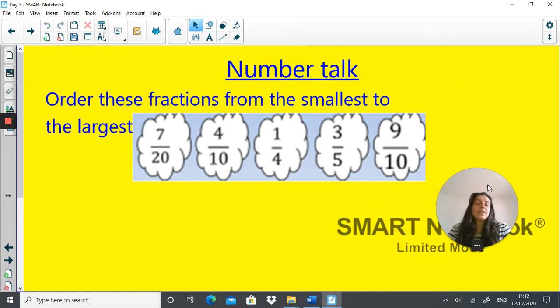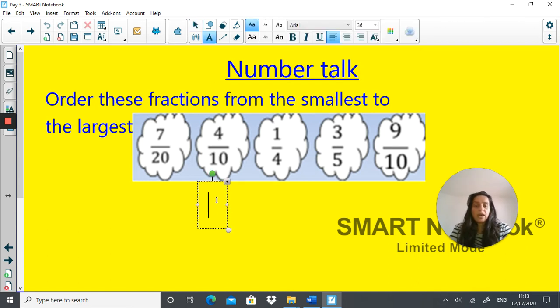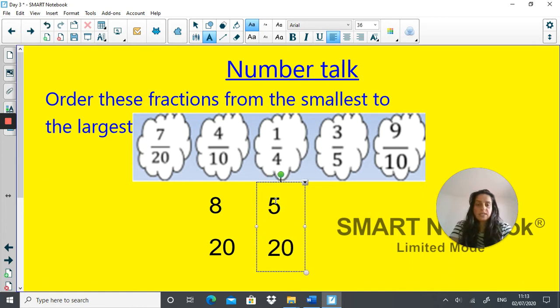As we discussed yesterday, when you have fractions that have different denominators, the best thing to do is to find the lowest common multiple, which means to see which number you can change the numbers into so they can all be the same. The number I think will be 20. So 7 over 20 is fine, 20 is the denominator. This one, 10 has to be multiplied by 2, so this fraction will be 8 over 20. This fraction, 4 has to be multiplied by 5 to be 20, so 1 times 5 is 5 over 20.